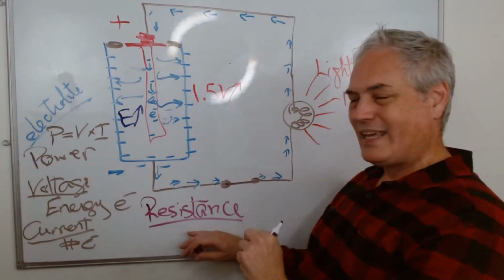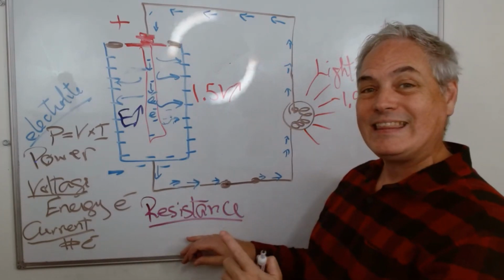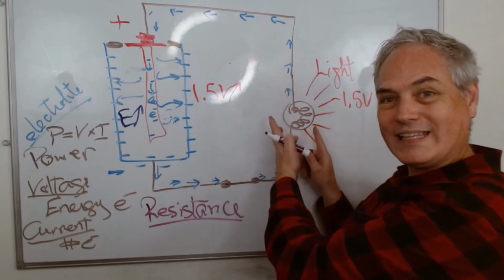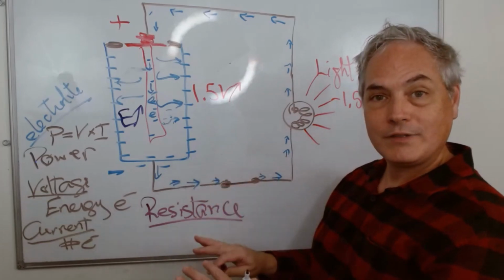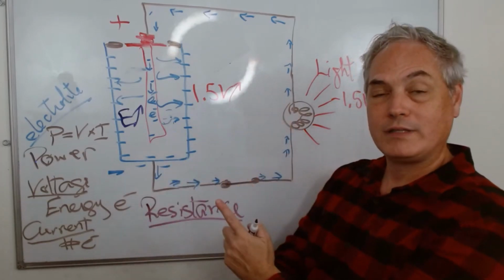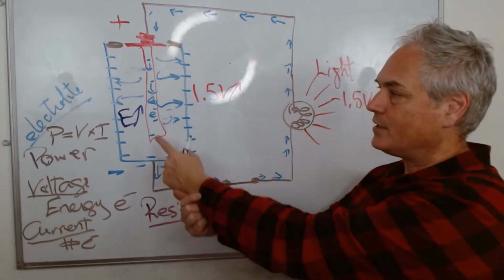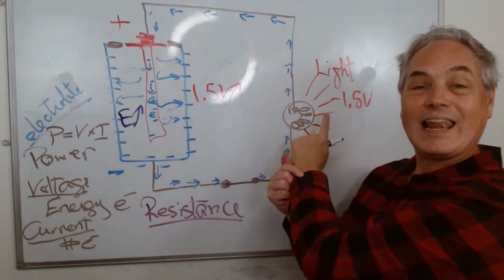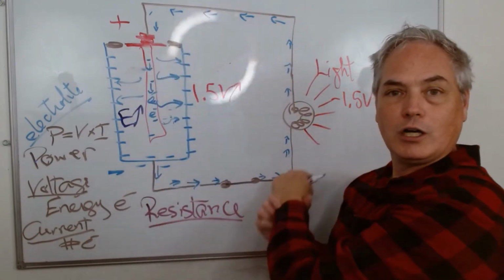So resistance is a property of matter, for example in the bulb or the way it's set up, that will slow down the electrons so that it can transfer the energy. Here we have chemical energy that will go into the electrons and will end up with light energy, and then we'll go on this way.